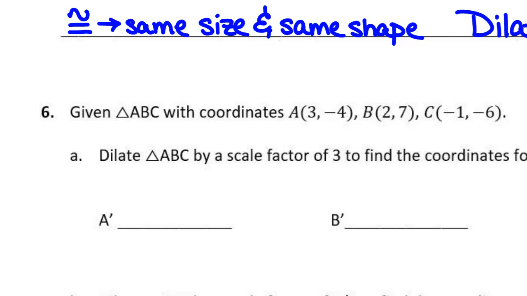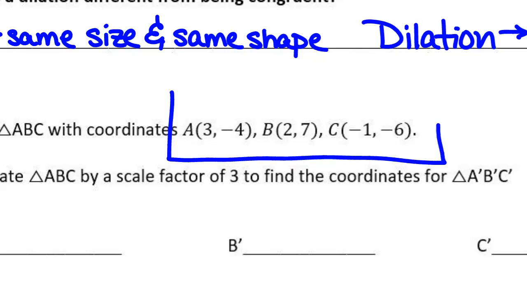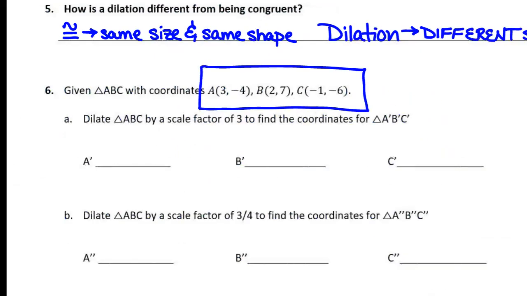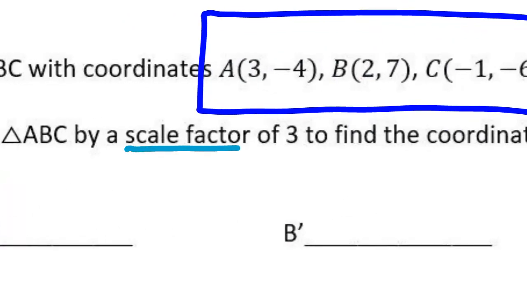Number 6, we have this triangle ABC, and I'm giving you the coordinates for A, B, and C. I want to take triangle ABC and dilate it with a scale factor of 3. If it's got a scale factor of 3, would we be enlarging this triangle or reducing this triangle? Enlargement or reduction if my scale factor is 3? Enlargement.